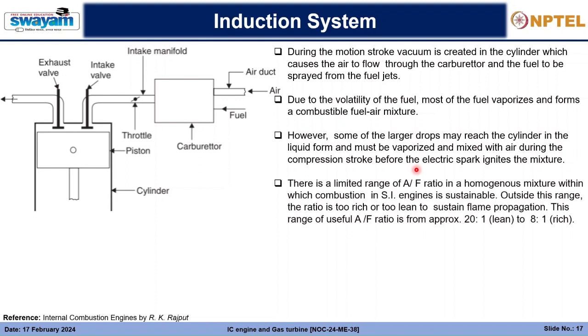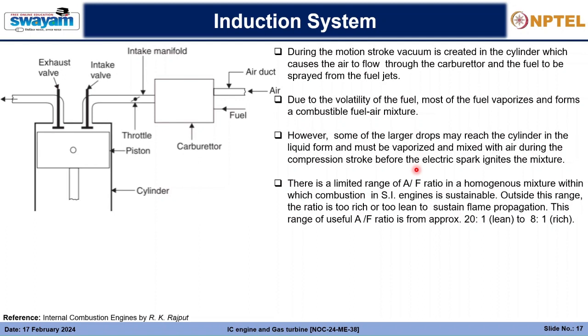Then the next part is that there is a limited range of the air-fuel ratio in a homogeneous mixture within which combustion in SI engines is sustainable. So what do we mean by air-fuel ratio? In a charge, per second, how much air is being injected and how much fuel is being injected after homogeneously mixing. That is the air-fuel ratio. And there is a range at which the engines operate this air-fuel ratio.